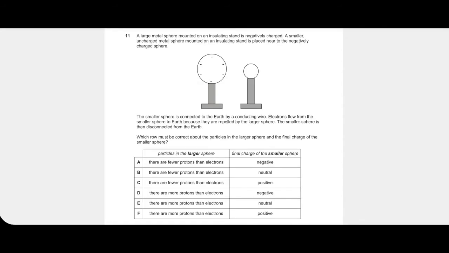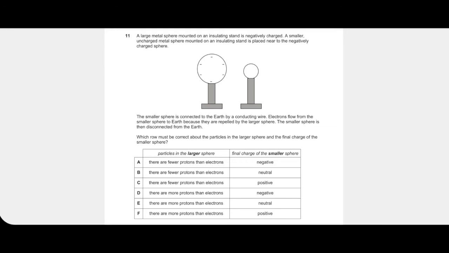Question number 11. A large metal sphere mounted onto an insulating stand is negatively charged. A smaller uncharged metal sphere mounted onto an insulating stand is placed near to the negatively charged sphere. The smaller sphere is connected to the Earth by a conducting wire. Electrons flow from the smaller sphere to the Earth because they are repelled by the larger sphere. The smaller sphere is then disconnected from the Earth. Which row must be correct about the particles in the larger sphere and the final charge of the smaller sphere?